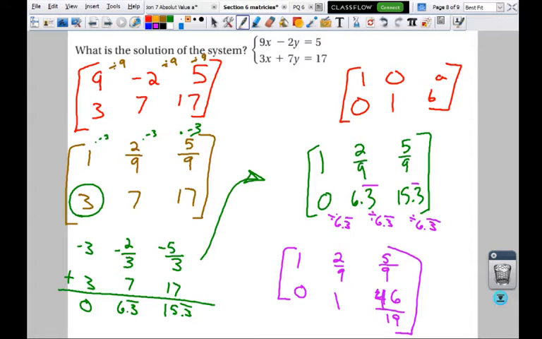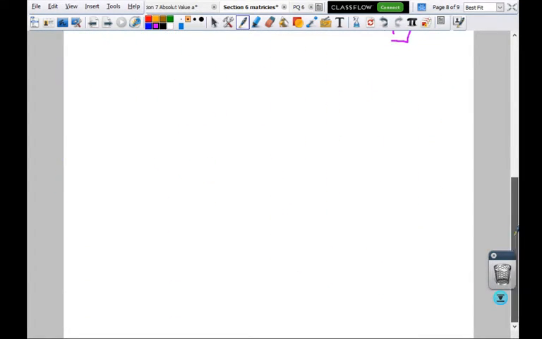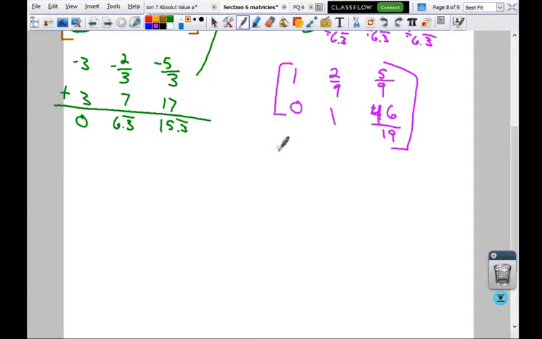Alright, that's fine. It's going to be some annoying decimals. Actually, let's make this a little easier. We've got to get the other zero. There's the y though. So let's make that 46 over 19 into 2.4.